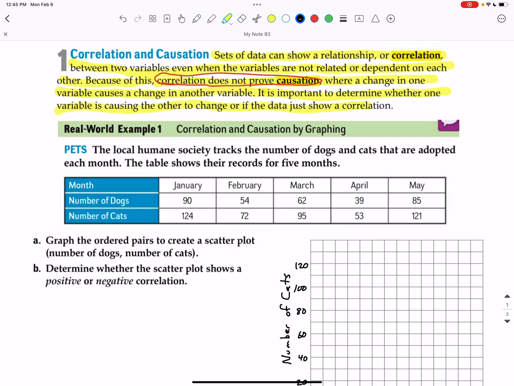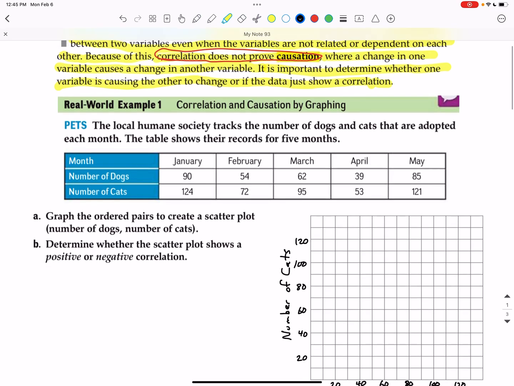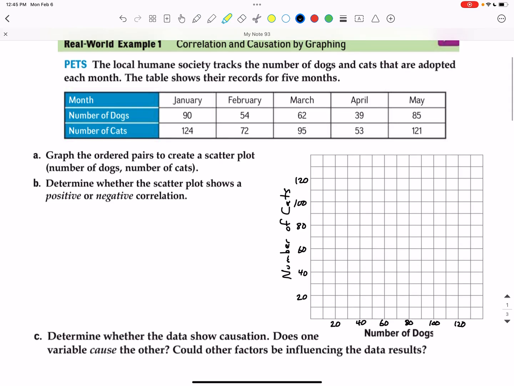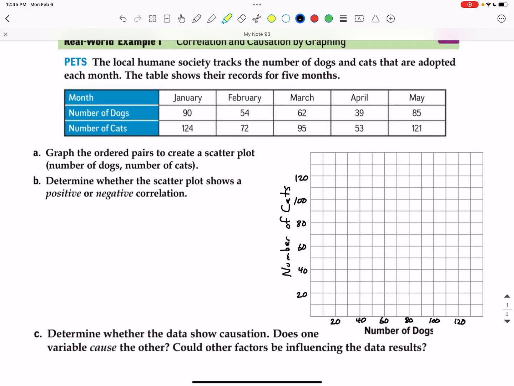For example, the Little Humane Society tracks the number of dogs and cats that are adopted each month. The table shows their records for 5 months. Graph the ordered pairs to create a scatter plot. Determine whether the scatter plot shows a positive or negative correlation, and determine whether the data shows causation.